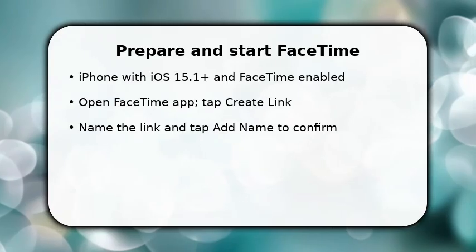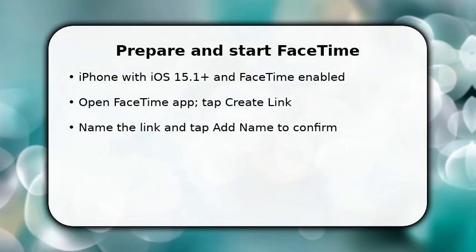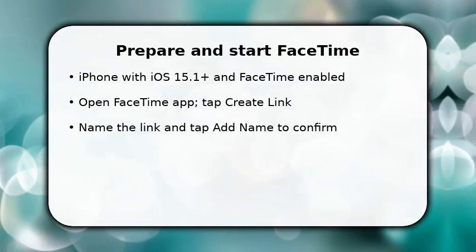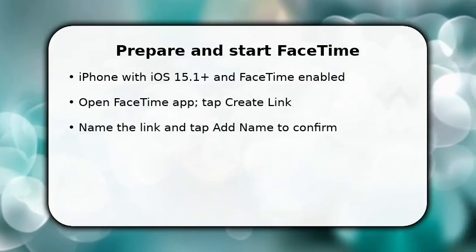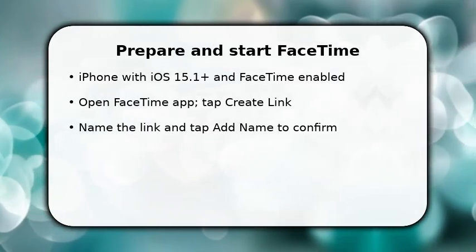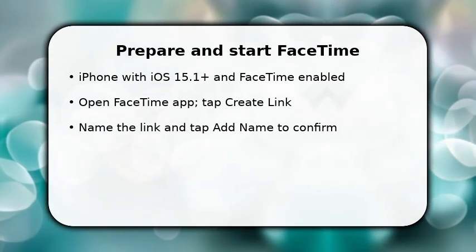You start on your iPhone, open FaceTime and make the link now. Tap Create Link and give it a recognizable name so recipients know the purpose. Once done, FaceTime generates a share sheet, tap Add Name to lock in the label, then choose Share. Make sure you're signed into your Apple ID, otherwise links won't attach to your account.